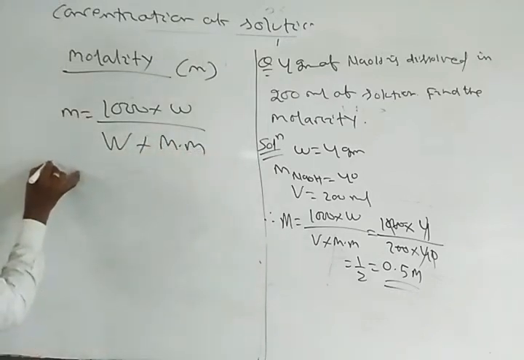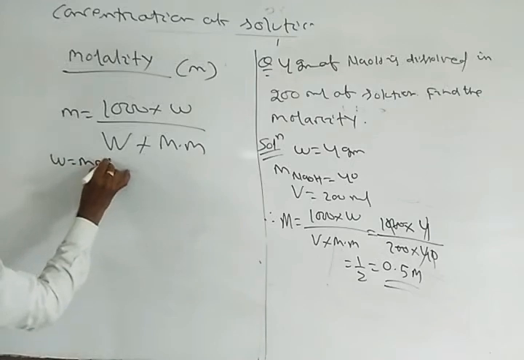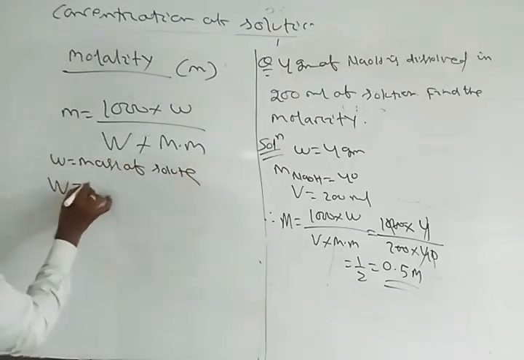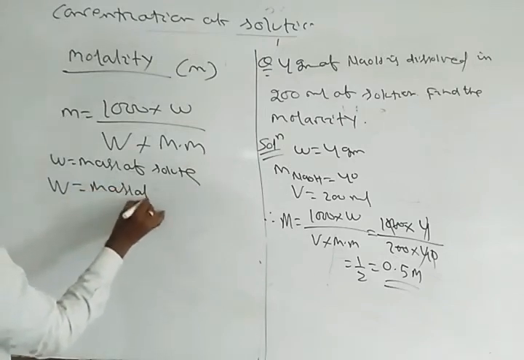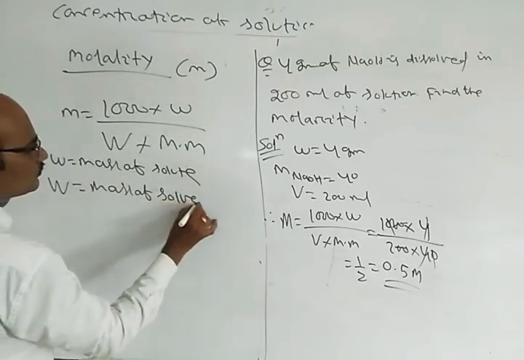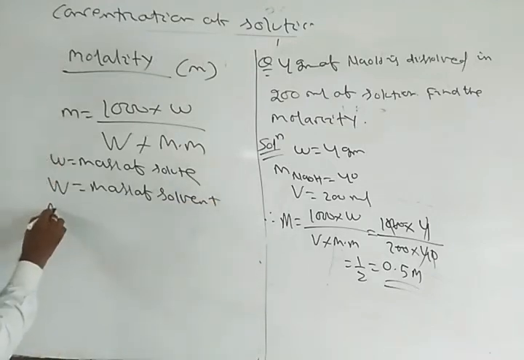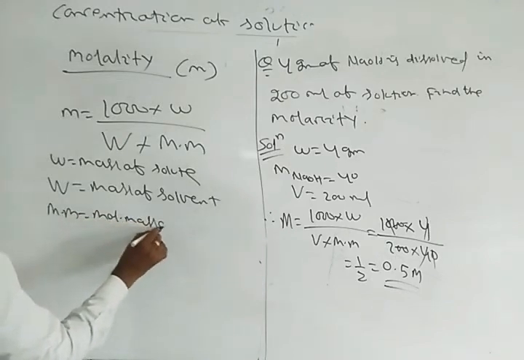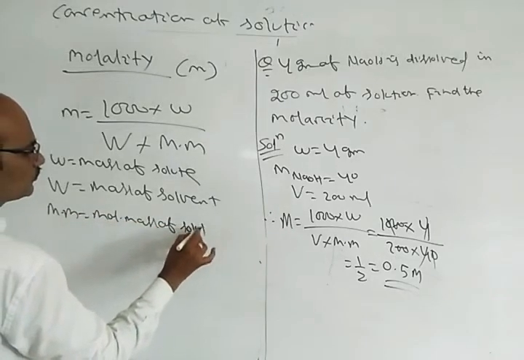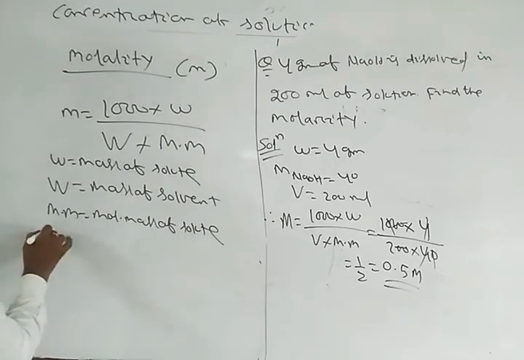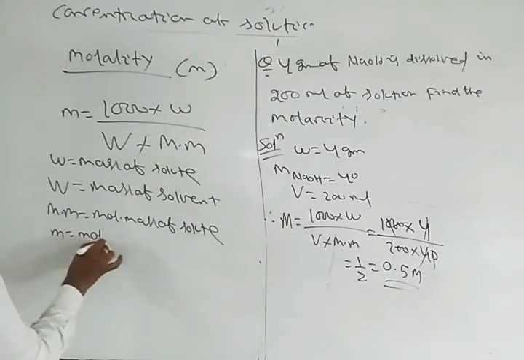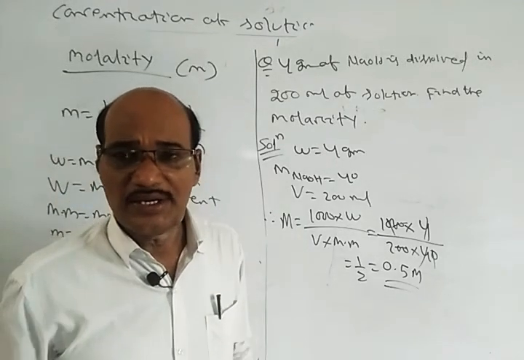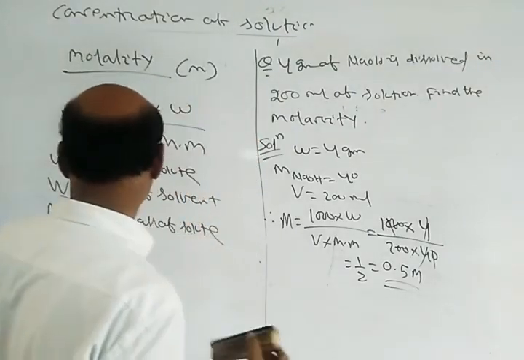Here, small w is the mass of solute, capital W is the mass of solvent, and capital M is the molar mass of solute, and m is the molality. Okay, so now let us see how you can calculate the molality.